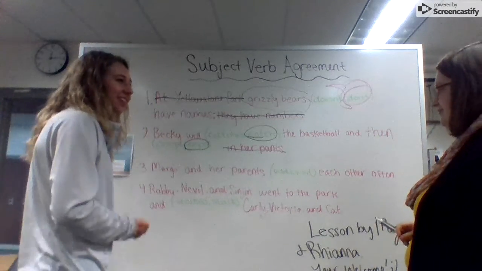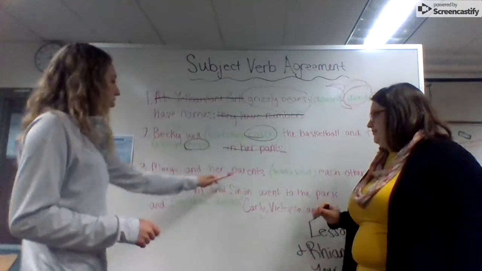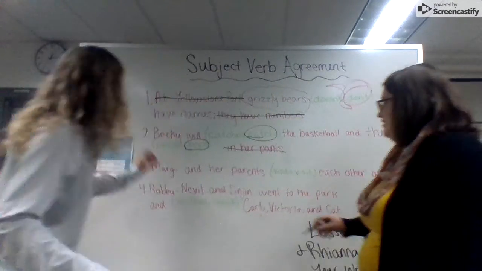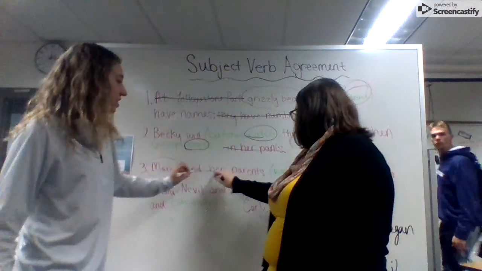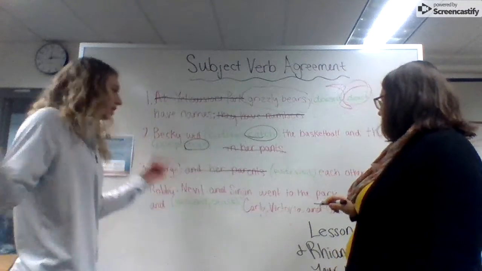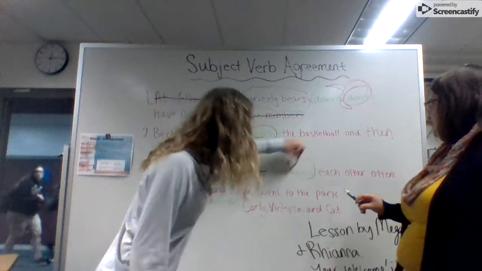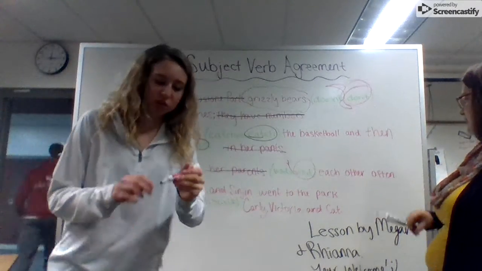Okay, number 3. We'll keep going. This will be quick. Margot and her parents visit each other often. Margot, one person, and it's not with her parents because they're not with her. That's not the subject. So, Margot and her parents visit each other often because that is also singular.